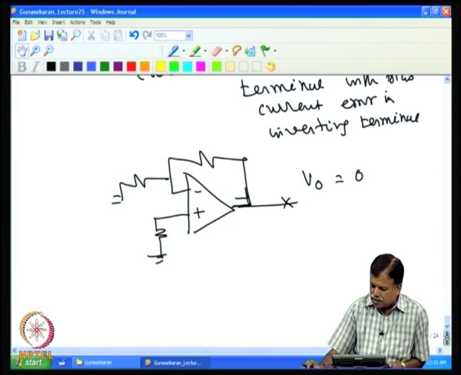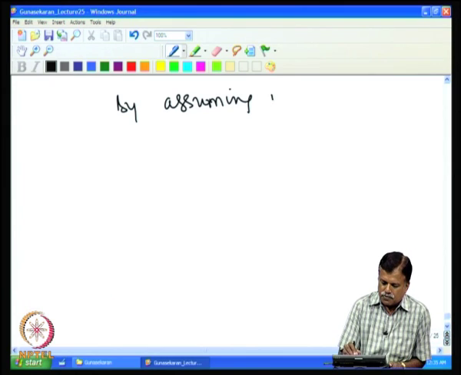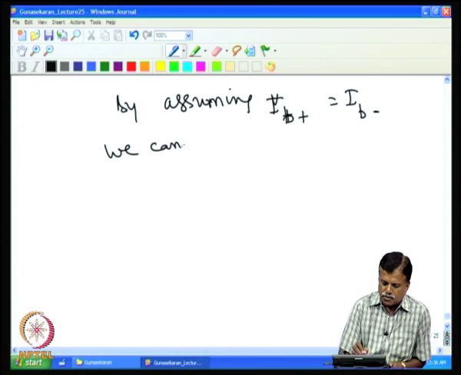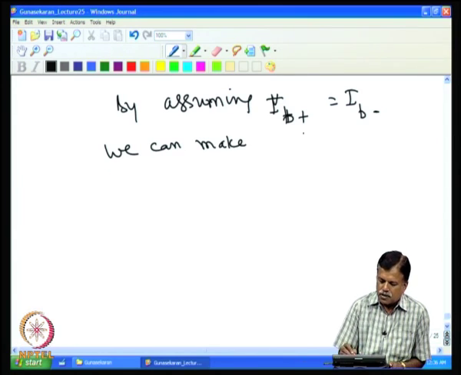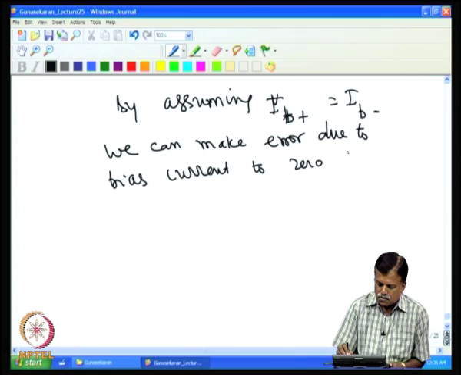So, this kind of adjustment has to be done. So, by assuming I bias current plus equal to I bias current minus, we can make error due to bias current to 0 by selecting the resistor values.